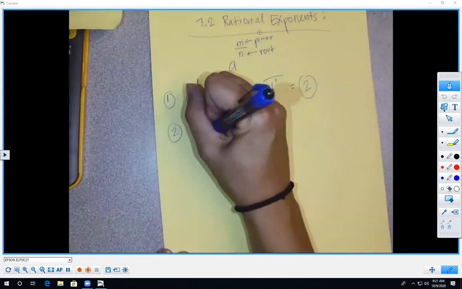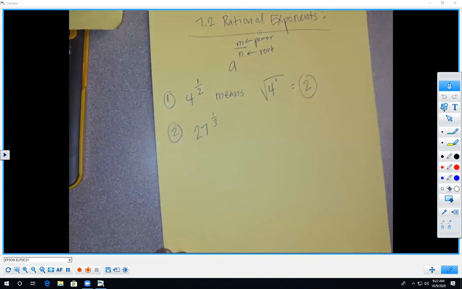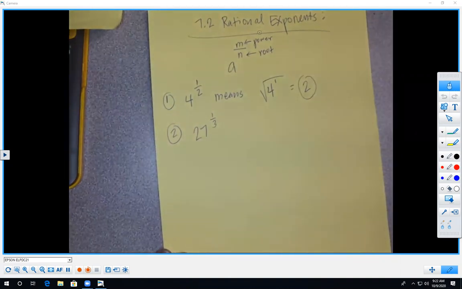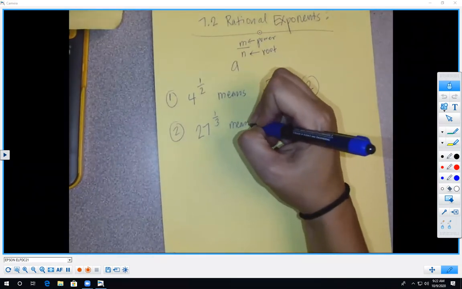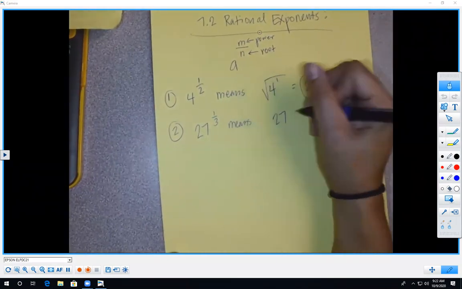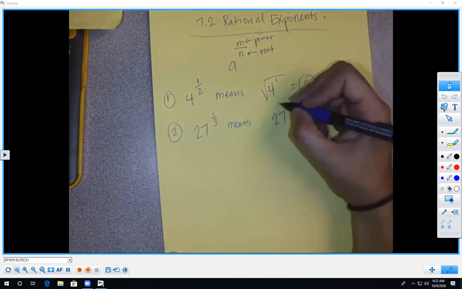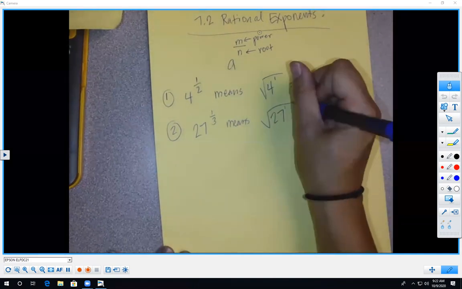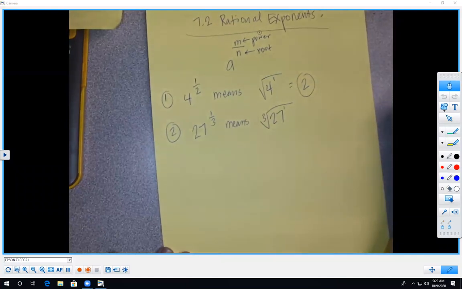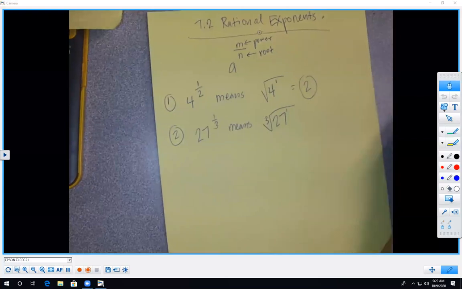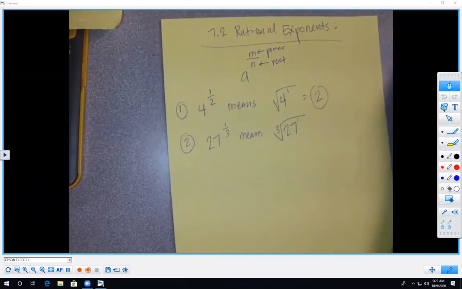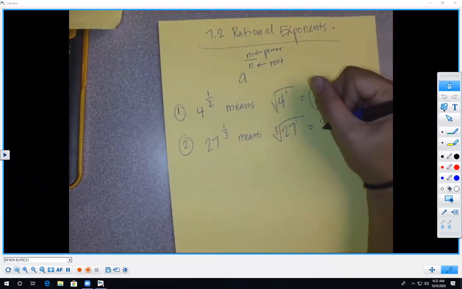We had 27 to the 1/3 power. I'm raising 27 to the 1st power. What does the 3 on bottom mean? It's the cube root of 27. So the 1 on top means it's raised to the first power. The 3 on bottom means I'm taking the cube root of it. And what is the cube root of 27? 3.